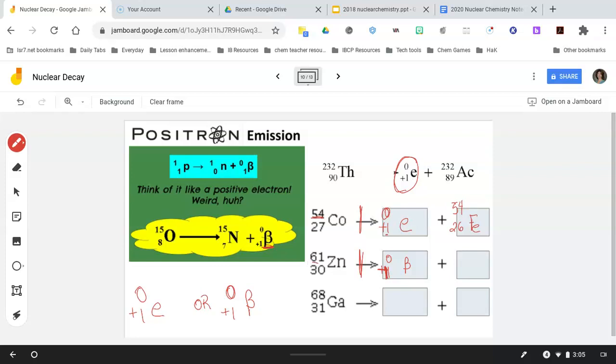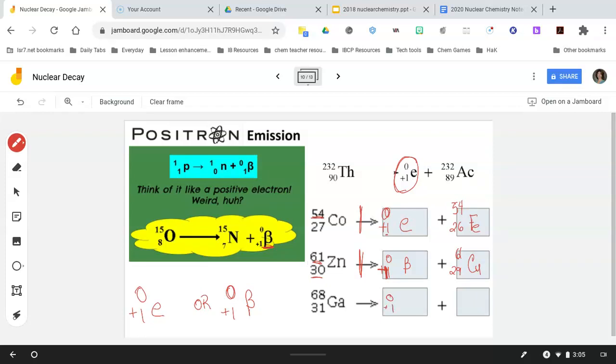For my top value, there's my dividing line. 61 is the target. 0 plus 61 matches 61. Then I have positive 1 plus 29 equals my target of 30. Element number 29 is copper, Cu. And then lastly, gallium 68.